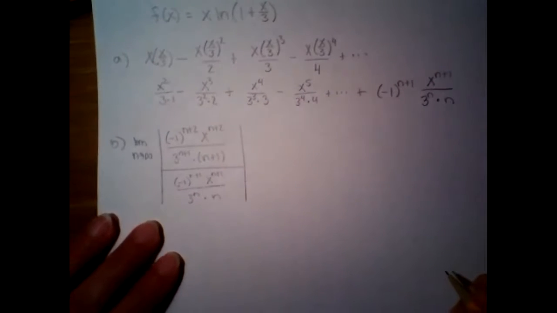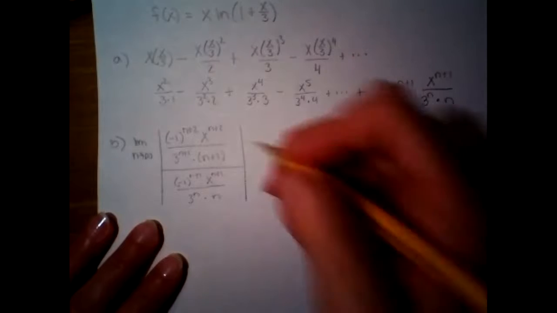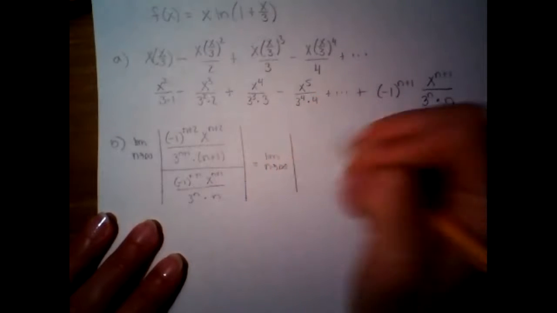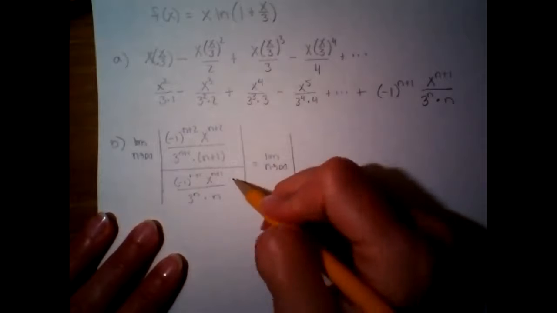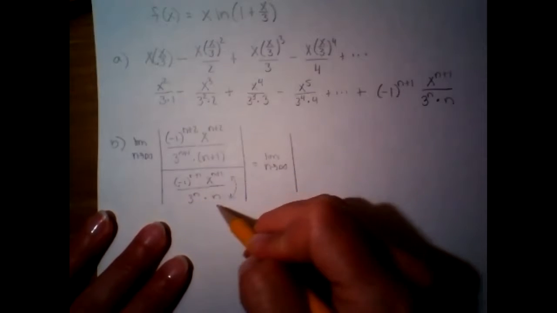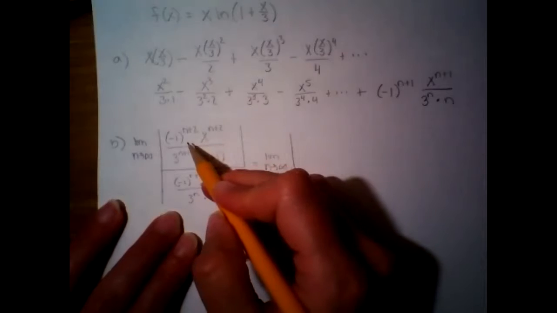All right, so I do realize that looks horrible. Stuff is going to cancel in the next step. So limit as n goes to infinity. Now, when you divide by a fraction, you multiply by the reciprocal. So we're going to flip this over. So all this stuff is going to go up to the numerator.